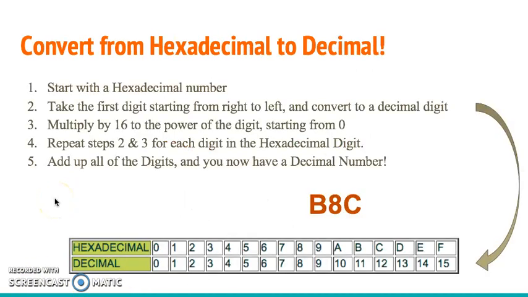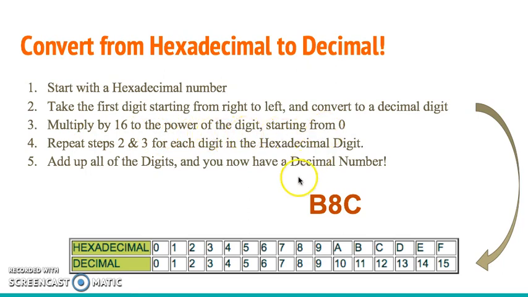So what is the actual procedure for converting from a hexadecimal number to a decimal number? First off, you have to have a hexadecimal number. Next, you will take the first digit, starting from the right to the left, and convert to a decimal digit. So we have the number B8C here, and we can see by the chart that C represents 12 as a decimal digit.